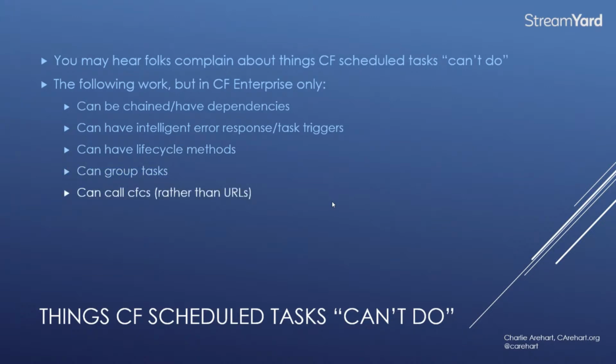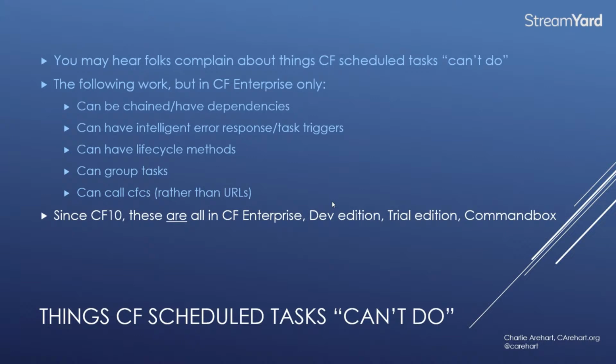You can group tasks, as we showed. You can call CFCs instead of just URLs. Since CF10, these things are all in CF Enterprise, Dev, or the Trial Edition. Or if you use CommandBox, although I'll say if you put in a license key for standard, then CommandBox would stop working because CommandBox relies on a mechanism that can only work with anything but standard. So when I say CommandBox, I'm presuming you're not using standard because you can't run standard in CommandBox.